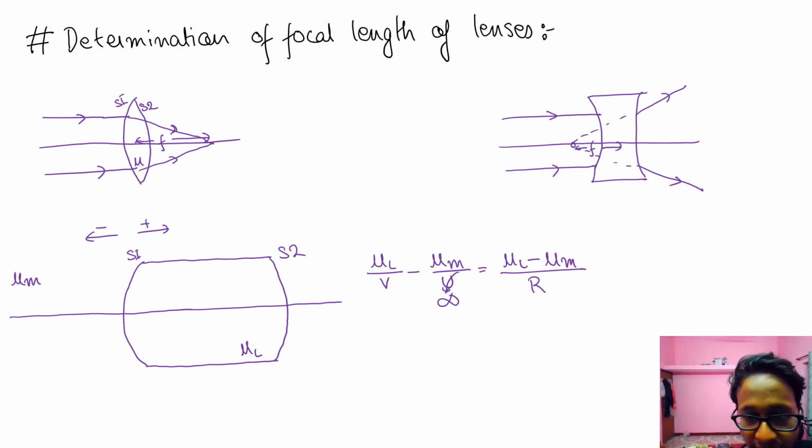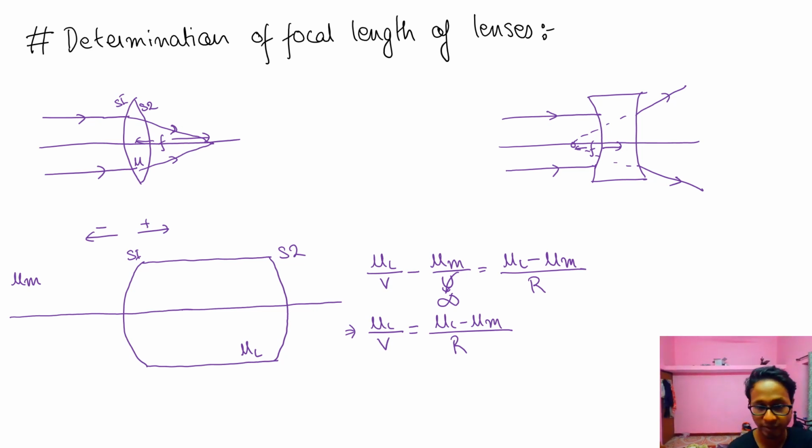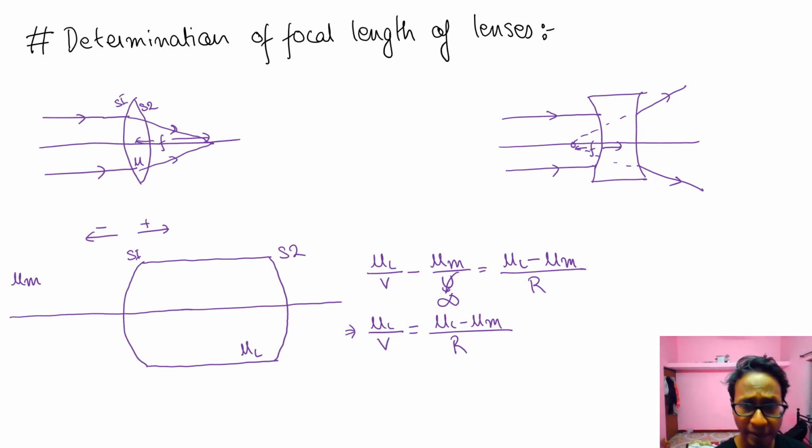So can I simply say, mu of lens by V, where the image is formed for this curved surface. For this curved surface, there is an image formed somewhere out here. So that is given by V is equal to mu of lens minus mu of medium divided by R. Now the main thing occurs out here. You always have to remember that the image from the first surface will form out here and will act as an object for the second surface.